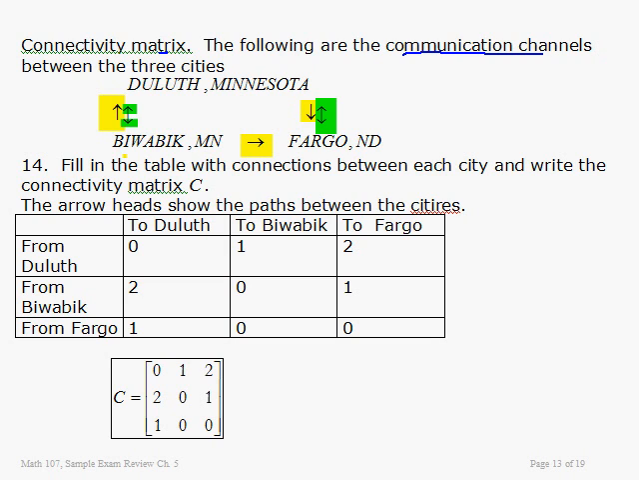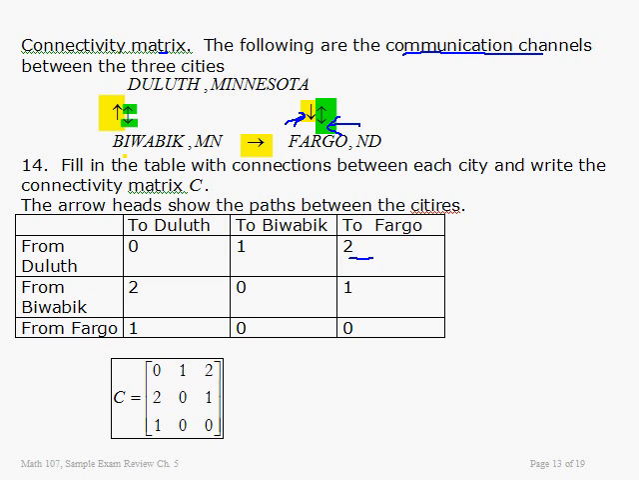Now to create a matrix out of this, we'll write the froms in this column and the tos as column headings. The rows are from, the columns are to. So from Duluth to Duluth, there's no channel, so we just put a 0. From Duluth to Biwabic, there's only one arrowhead pointing from Duluth to Biwabic, so that gets a 1. Okay, how about from Duluth to Fargo? Well, there was one here in a single arrowhead, and there's another channel here, so there's a total of 2.